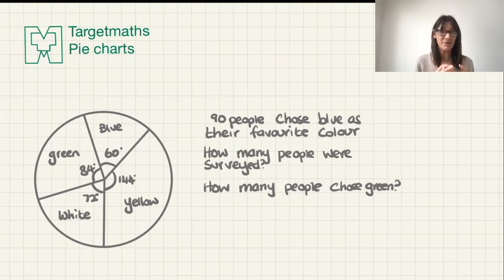We've been given the pie chart. We're not drawing it. We know the sections. We know the number of degrees in each section. And there'll be some blurb, there'll be some story as well. So 90 people choose blue as their favorite color. So now, just from reading that, I can put that information into my chart, which is always a really good idea. If you've got information in a story and a diagram, try and get them together so that you can see things clearly. So I've got 90 people in my blue section. They're asking me how many people were surveyed. That's like my first problem, okay?